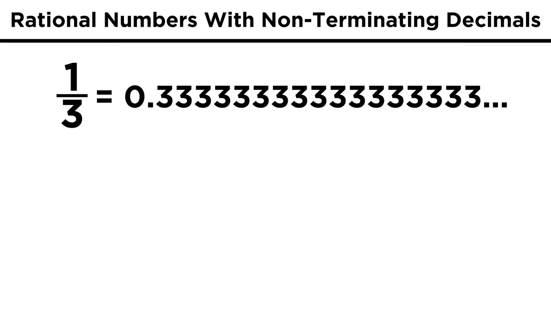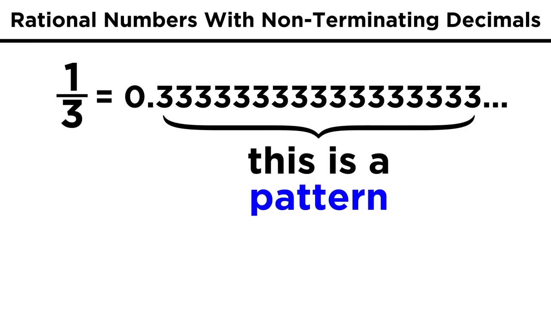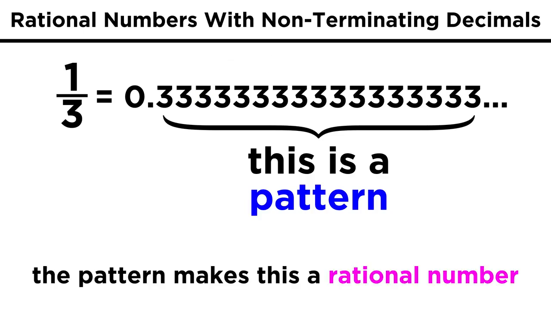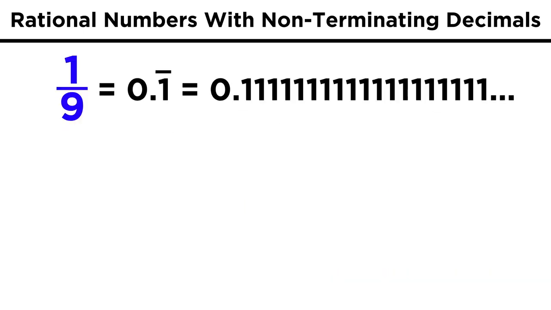Let's quickly mention that there are numbers with non-terminating decimals that are actually rational. Take, for example, 1/3. If we convert this to a decimal, we get 0.3, with the 3 repeating forever. Although the 3's go forever, this is a pattern. It's 3, then 3, then 3, and so forth. When decimals extend forever, but in a pattern like this, they are actually rational, because they can indeed be expressed as the ratio of two integers, in this case 1/3.